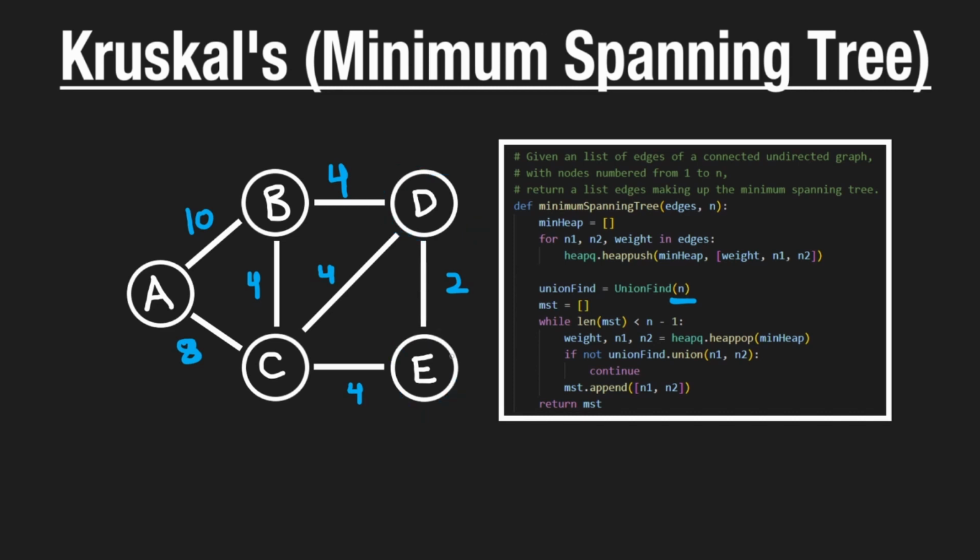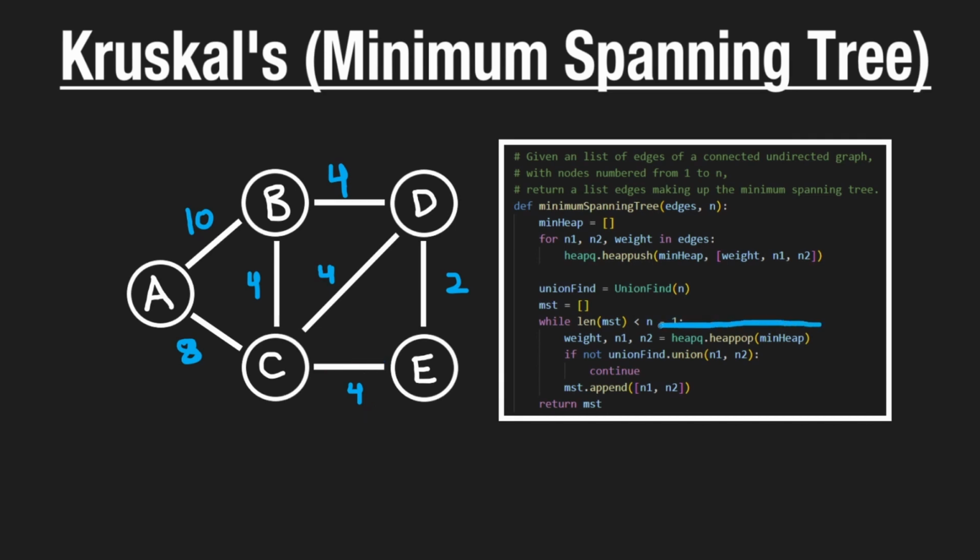We're going to have an empty array for our minimum spanning tree, and this time we're going to continue the algorithm while the length of the minimum spanning tree is less than n minus 1, because we know we have n nodes in the graph. We know we're just going to need n minus 1 edges to form the minimum spanning tree, as long as every time we add an edge, we're not introducing a cycle.